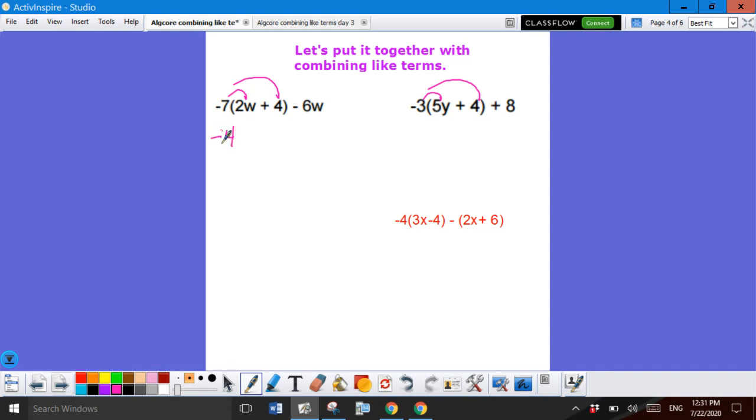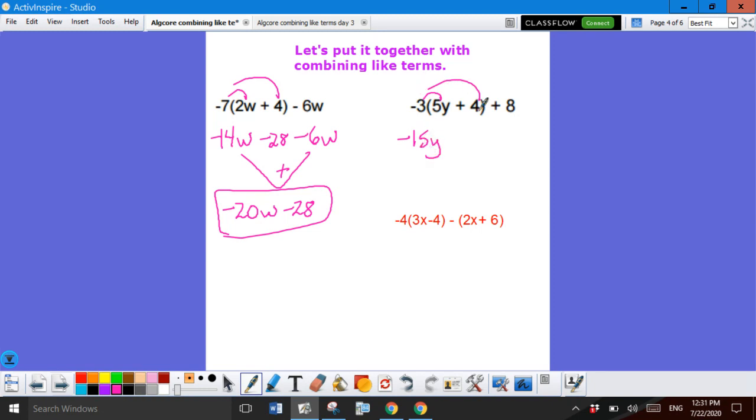Okay, let's see how you did. So negative 7 times 2 is negative 14. Negative 7 times 4 is negative 28. And there's my 6w. I'm not done. These guys are like terms. So negative 14 plus negative 6, that's a negative 20. Drop my negative 28. Negative 20w minus 28. That is done. Negative 3 times 5, negative 15y. Negative 3 times 4 is minus 12, plus 8. Those are my like terms. So negative 15y minus 4.